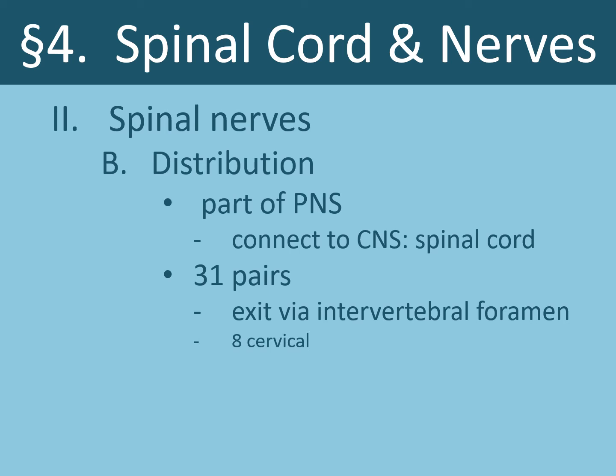There are 8 pairs of cervical nerves. These are the nerves in our neck region. There are 12 thoracic nerves. These are the nerves in our chest area. There are 5 pairs of spinal nerves in our lumbar region or lower back, 5 pairs in the sacral region below that, and 1 pair of coccygeal nerves at the very base of our spine.